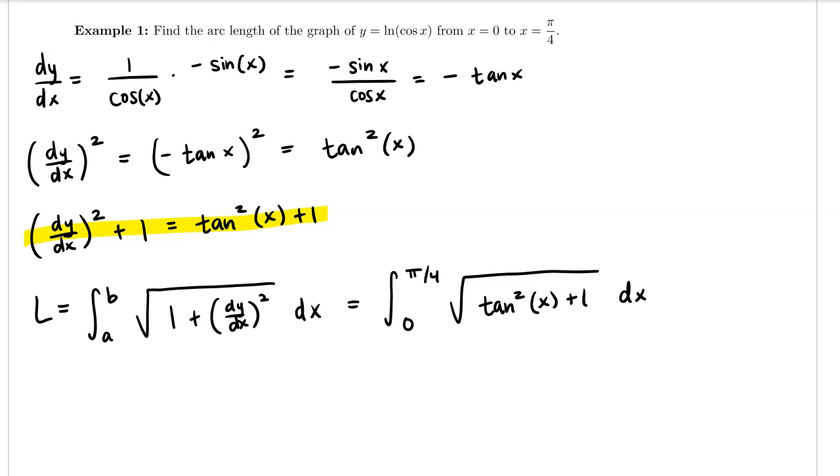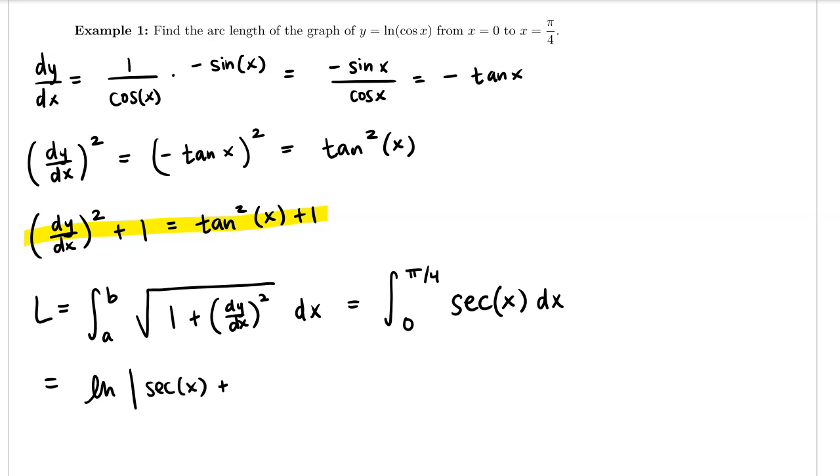Now, if I use the Pythagorean identity, I can rewrite tangent squared x as secant squared. And then we can get rid of the square root by taking the square root of that. And so we get this. Now, the antiderivative of secant of x is the natural log of the absolute value of secant of x plus tangent of x. And we are evaluating this from x equals 0 to x equals pi over 4. So let's go ahead and plug those in.